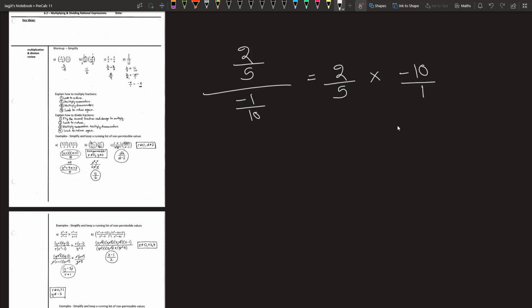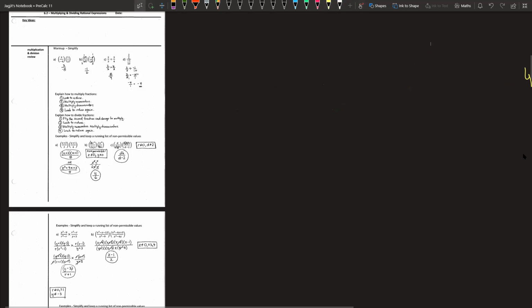10 goes to the top, 1 goes to the bottom. Before you multiply, you can cancel them. 5 divided by 5 is 1. Minus 10 divided by 5 is minus 2. So at the top, we have 2 times minus 2, which is minus 4 divided by 1, which is equal to minus 4. Okay, so these are the basic rules that you should know about multiplication and division for fractions.